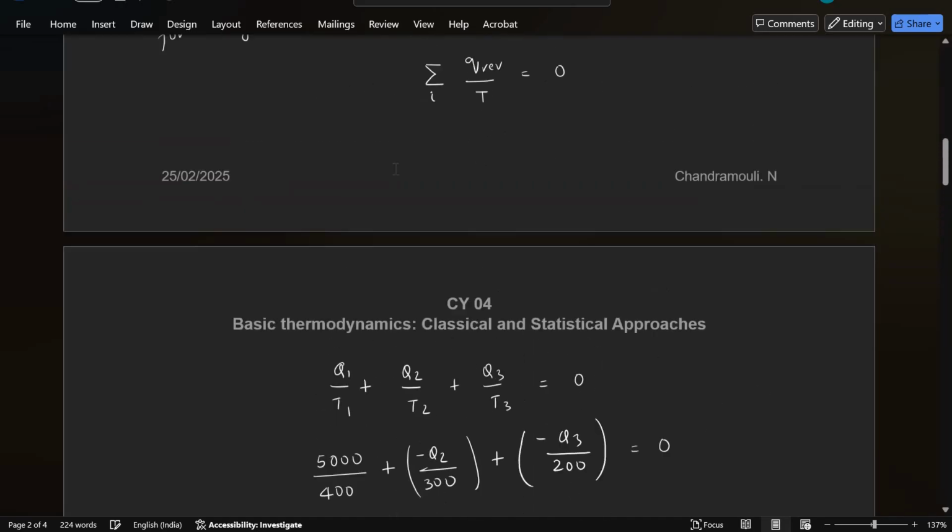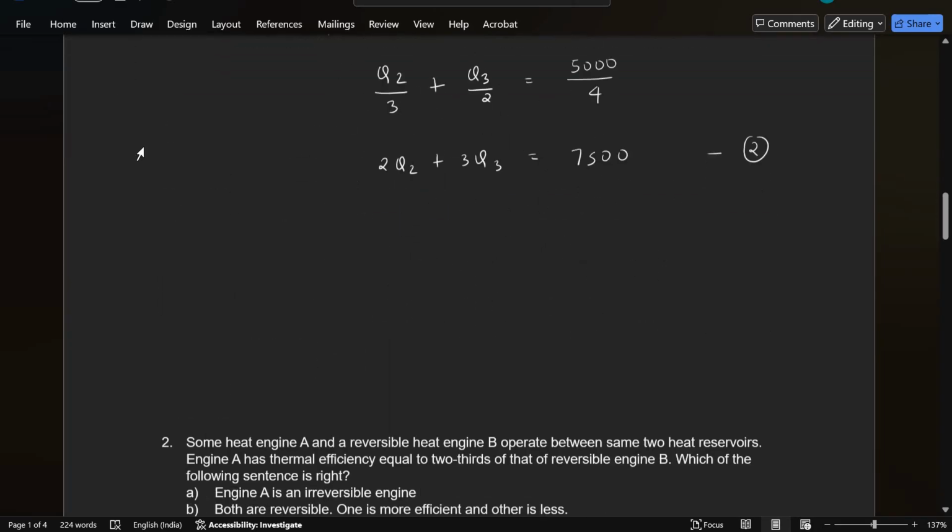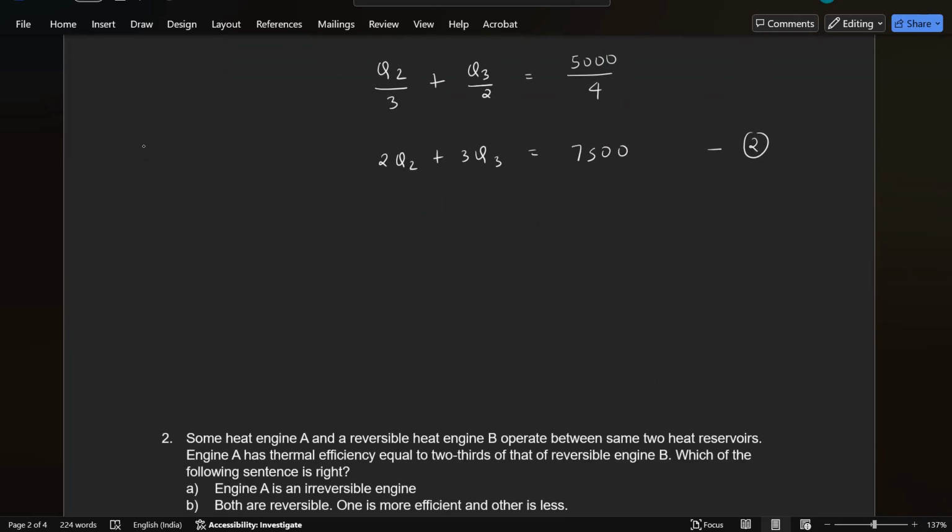And we have our first equation over here, which is Q2 plus Q3 is equal to 4160. Okay, let me write it here. First equation: Q2 plus Q3 is equal to 4160. All right. So this is something we know. We have two variables and two equations, so we can quickly solve it. Let me multiply this by minus 2. So minus 2Q2 minus 2Q3 is equal to minus 8320.